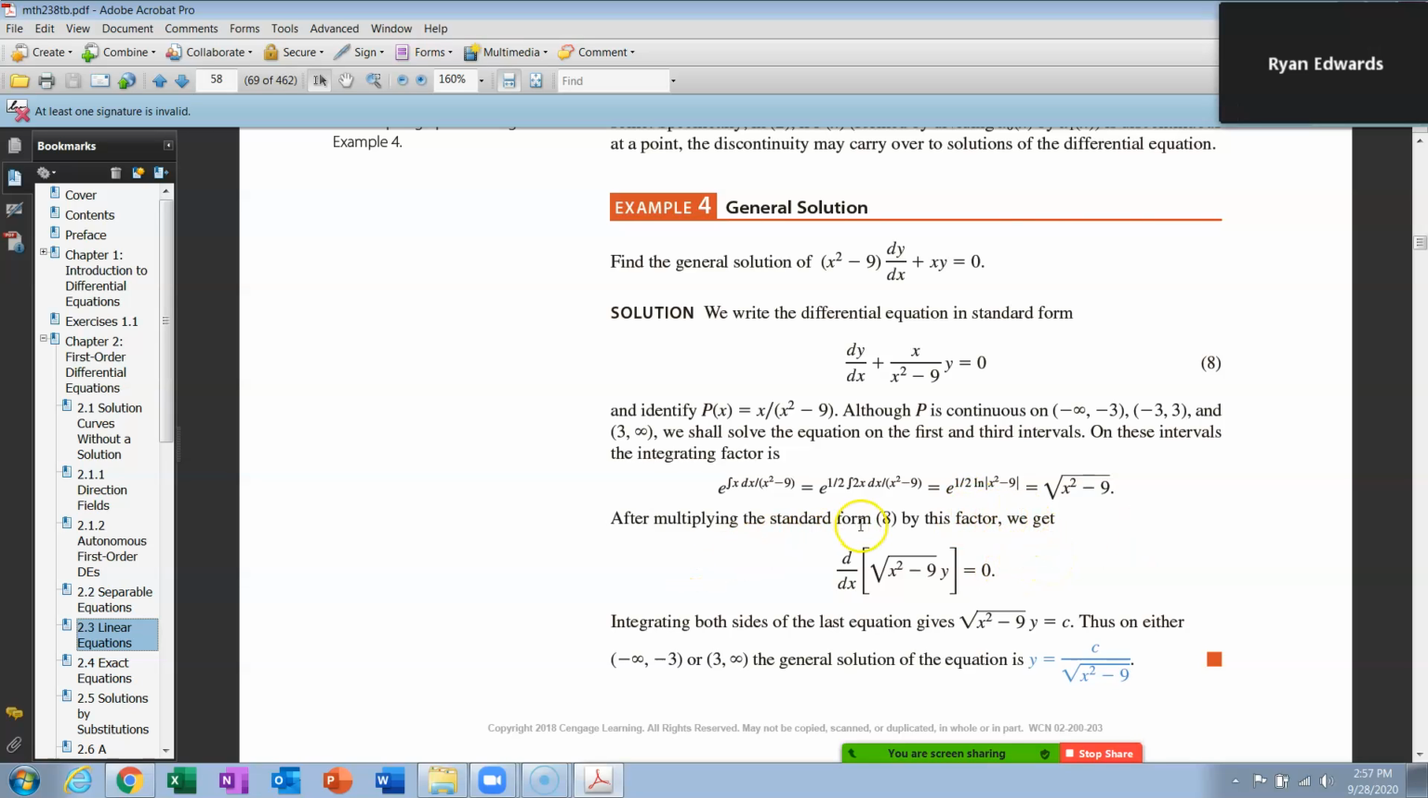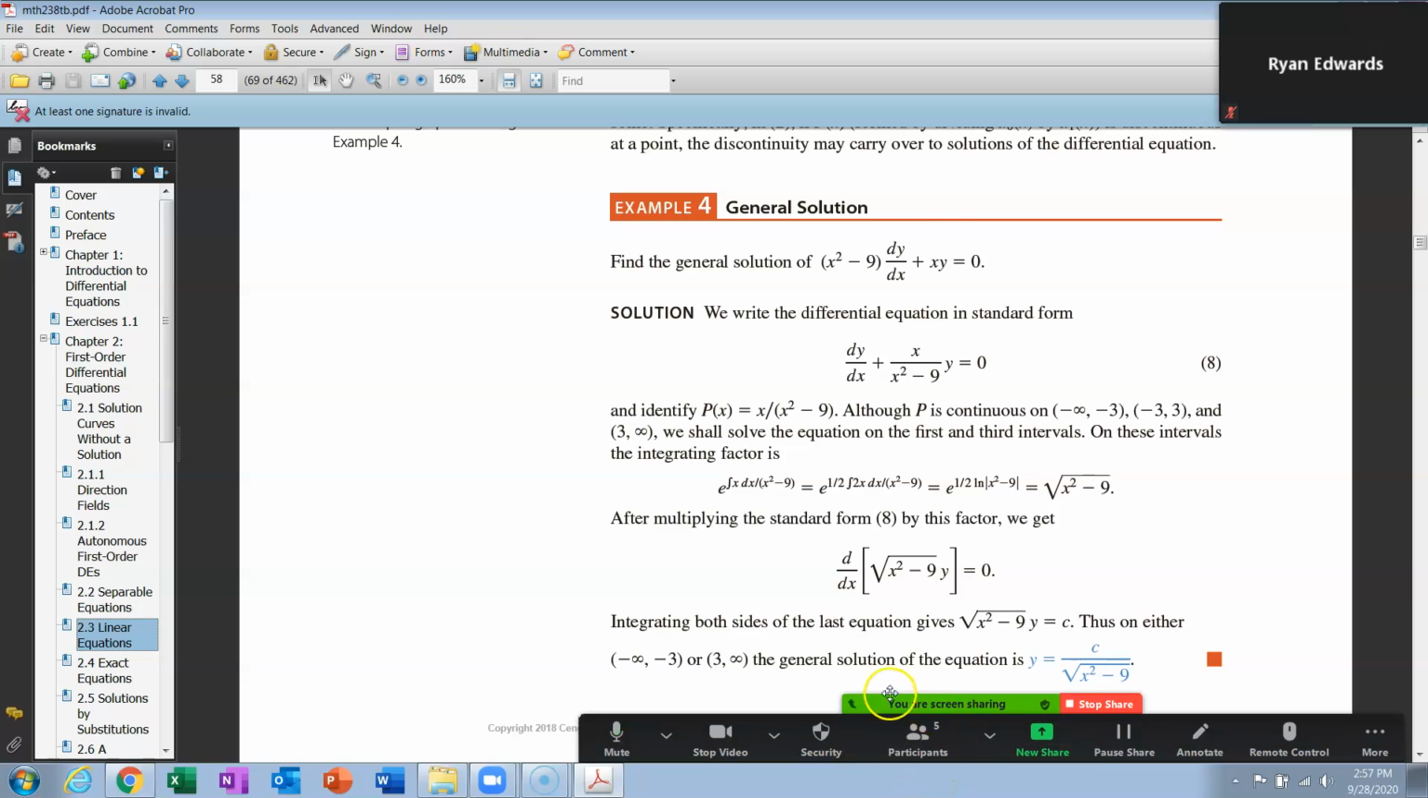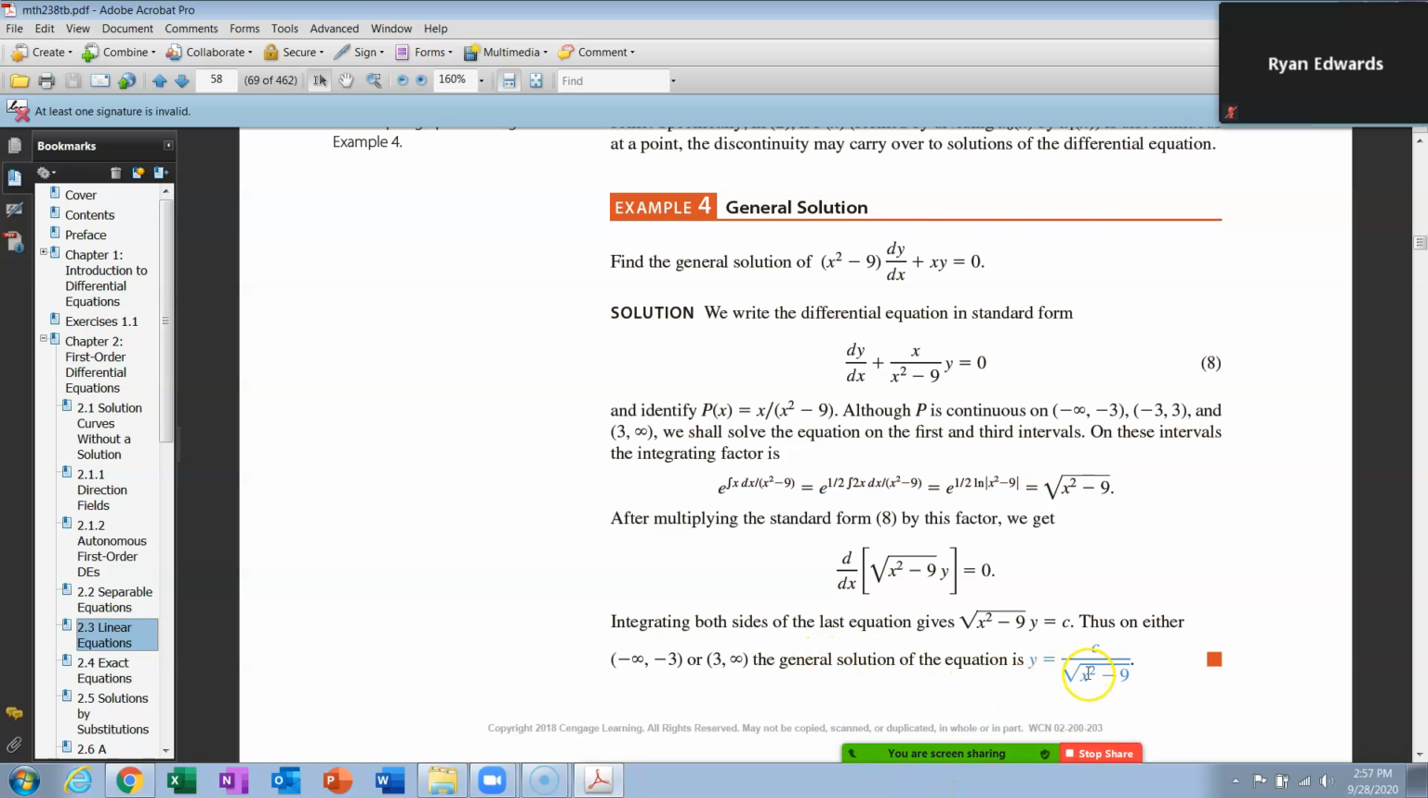Now, when you multiply your standard form up here by the integrating factor here that we got from e to the integral of x over x squared dx, and they did it a rather bizarre way, but it still worked okay. You get the square root of x squared minus 9 times y is equal to c, and then this final form, which is exactly what we got. So we may have gone about it differently. We got the same result.